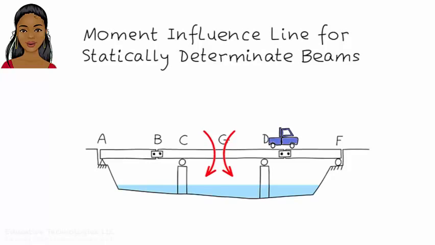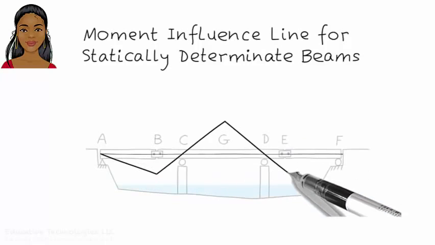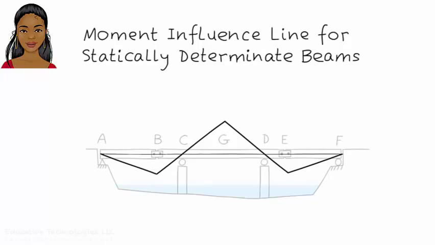We can answer the question by drawing what is called the moment influence line. Here is the moment influence line for point G. Before I explain how the diagram is drawn, let me explain how to interpret it. The diagram shows bending moment values at G as a unit load moves across the bridge.